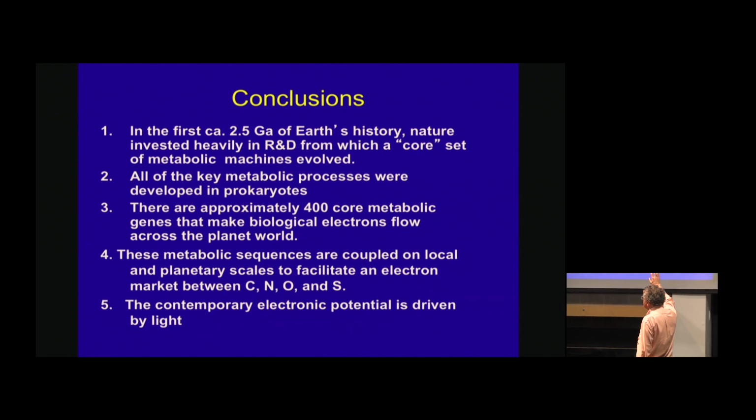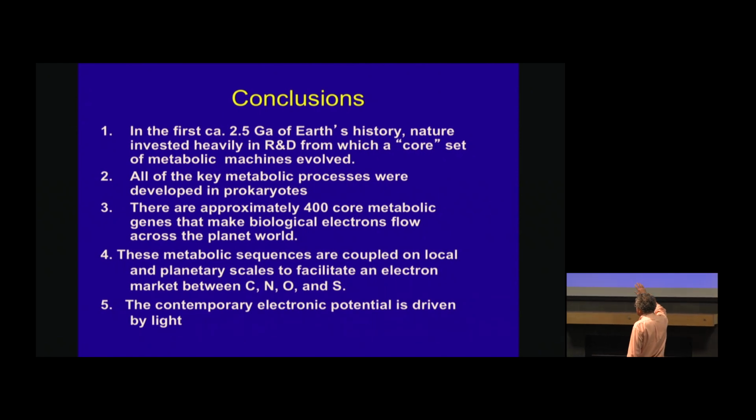The first 2.5 billion years of Earth's history was the research and development program. That's when the operating system was formed. All of the key metabolic processes were developed in prokaryotes. Not a single original thing occurred in eukaryotes, not one. So if you're studying plants and animals, think about it. There are approximately only 400 core metabolic genes that make all the electrons flow across the planet. And these sequences are coupled on local and planetary scales to facilitate an electron market. That's really what they do.